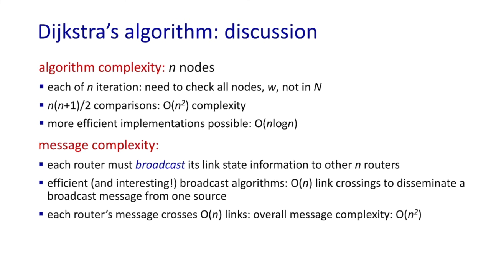Let's analyze the message complexity of Dijkstra's algorithm from the point of view of the number of messages needed to disseminate link state information. Each router needs to broadcast its link state information to n other routers, and there are broadcast algorithms, which are really pretty interesting, that only require O of n link crossings to disseminate a broadcast message from one source to n other nodes. Recalling that there are now n sources, the overall message complexity to disseminate link state is therefore order n squared.